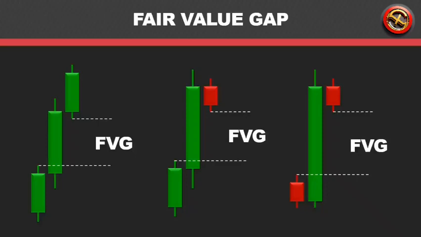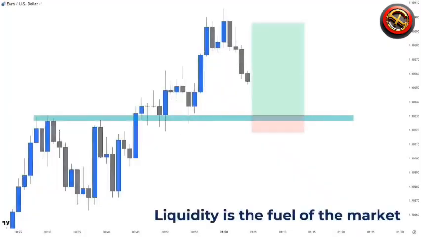These gaps are created when we have an imbalance between the buyers and sellers, resulting in sharp moves. The market often returns to these gaps to take the remaining orders and restore the balance. Then, if we have enough liquidity, market will seek to continue in the same dominant direction. Liquidity is the fuel of the market.